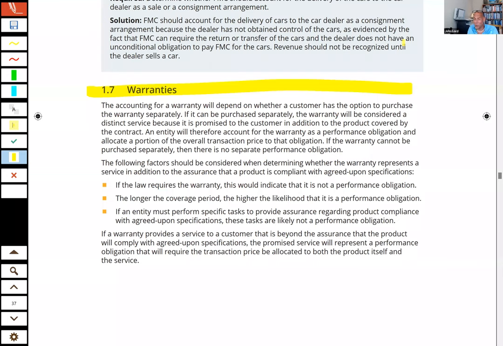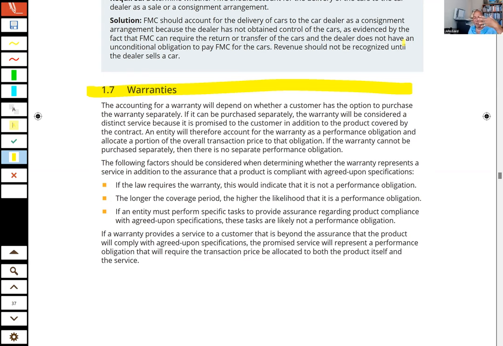Now, when they offer you an extended warranty, that extended warranty is often above and beyond what the manufacturer gives. And I never like to get it because I always think it's some sort of ripoff, right? So if it is a warranty that extends beyond the manufacturer's warranty, then that tends to be what? A separate performance obligation, a separate sale.